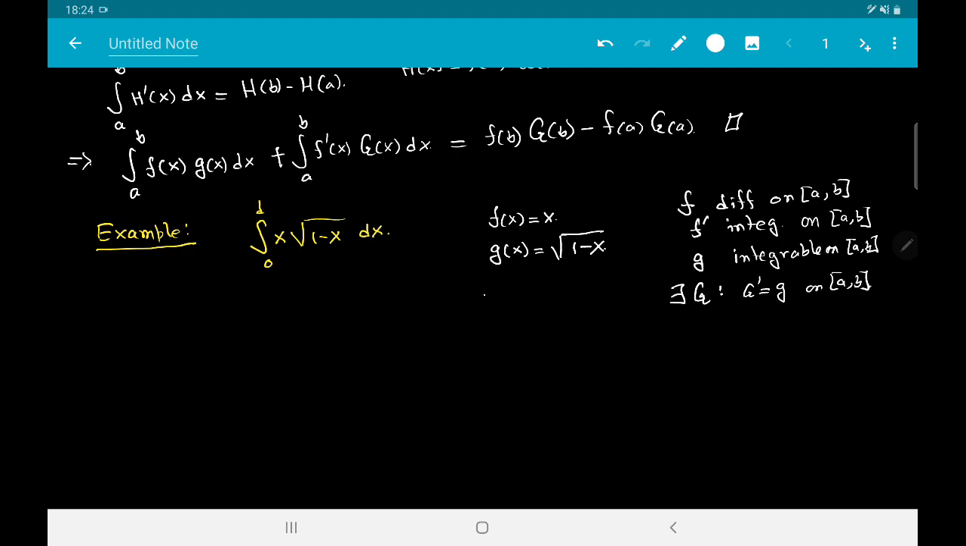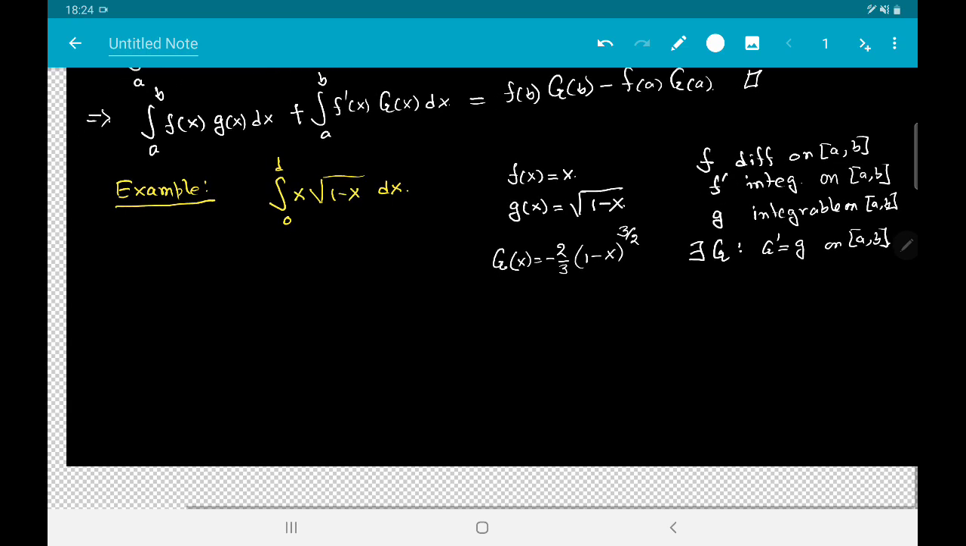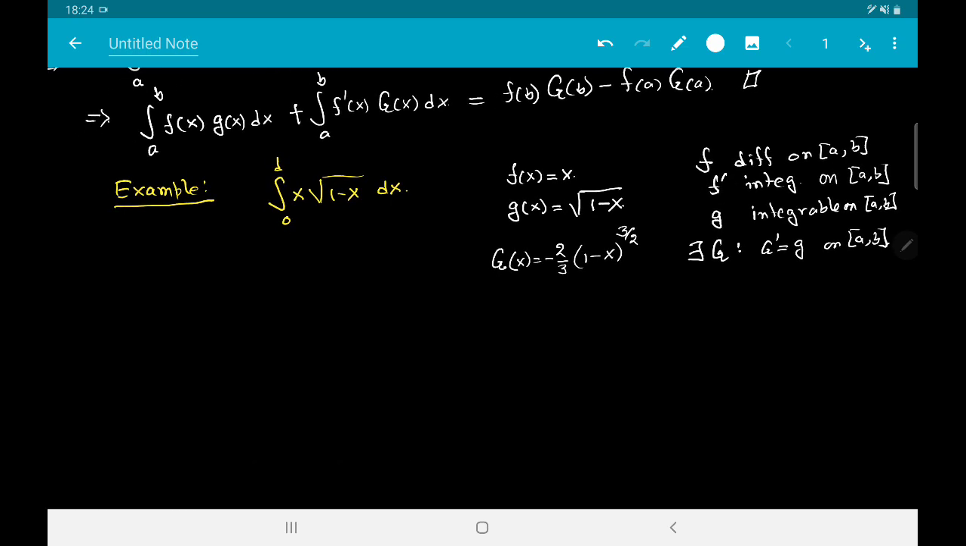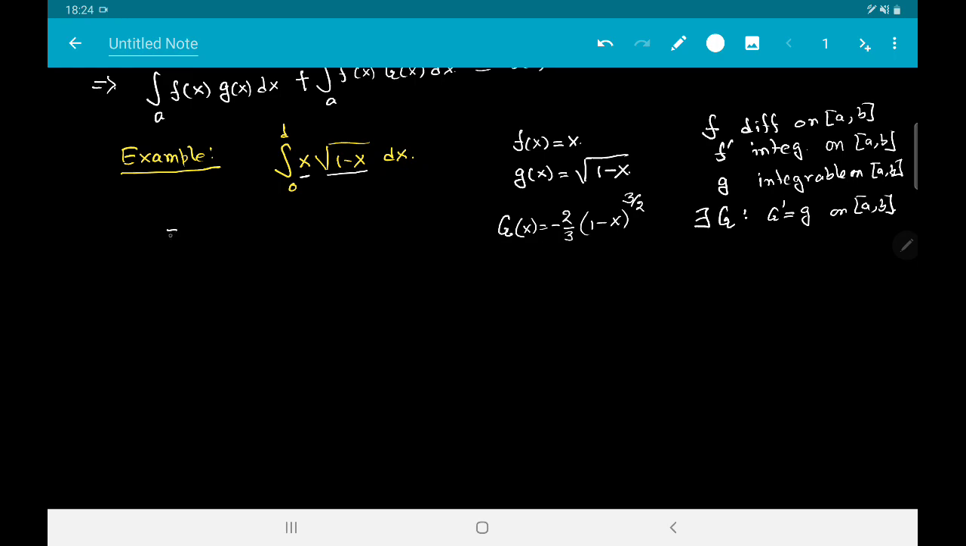I will just write down what could be a potential value of G. You can see that if you take big G(x) to be equal to minus 2 by 3 times (1 minus x) to the power 3 by 2, then it works for us. So clearly this big G(x) is also an integrable function. So we have written it as a product of two functions satisfying the hypothesis of integration by parts. So we can now apply integration by parts. Let me try to do it for you.